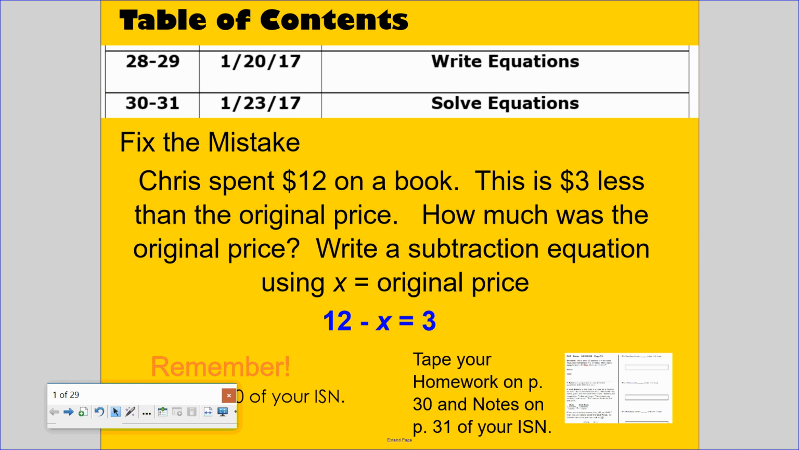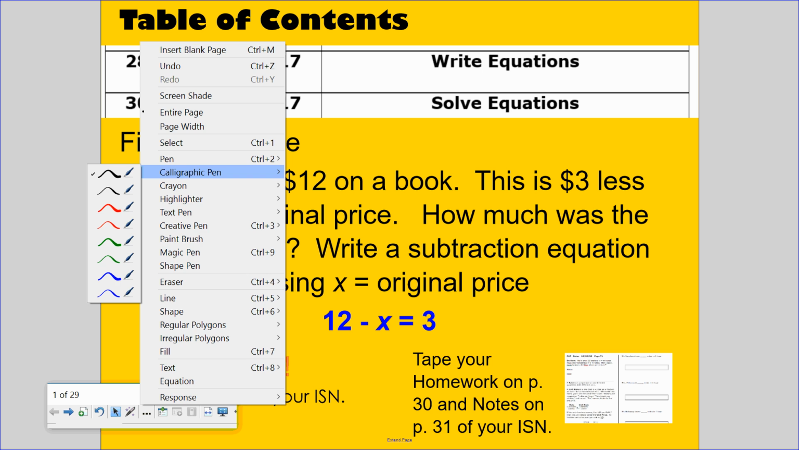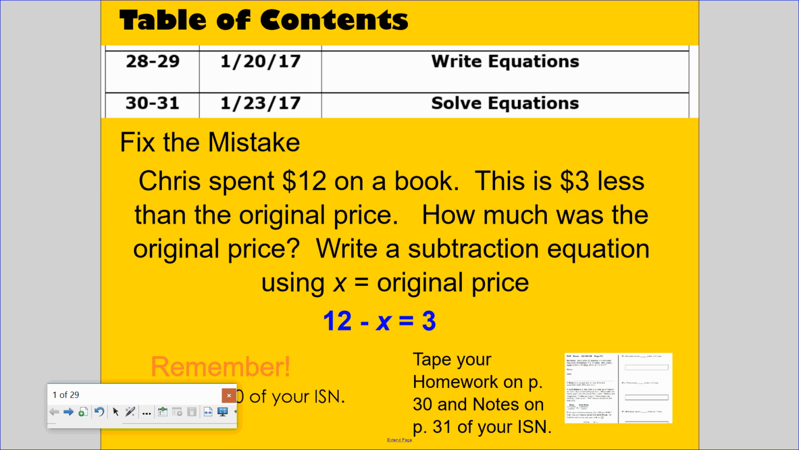This lesson is over how to solve one-step equations, addition and subtraction. Before we do that, let's look at our number routine, fix the mistake.